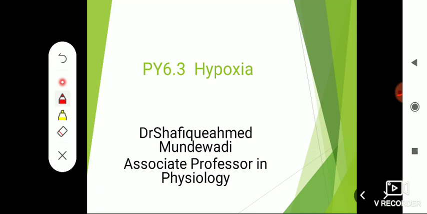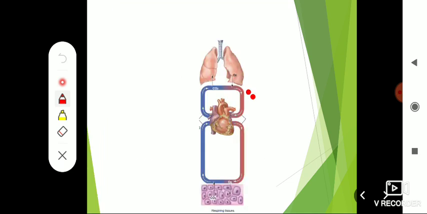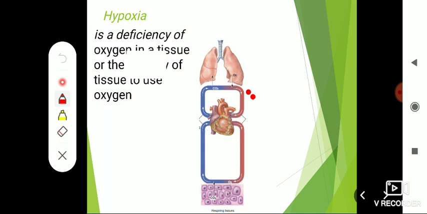Today we'll discuss the physiology of hypoxia. Let's define what hypoxia is. As the definition itself indicates, hypo means less, oxia means oxygen. So it is a deficiency of oxygen in a tissue or inability of the tissue to use oxygen.